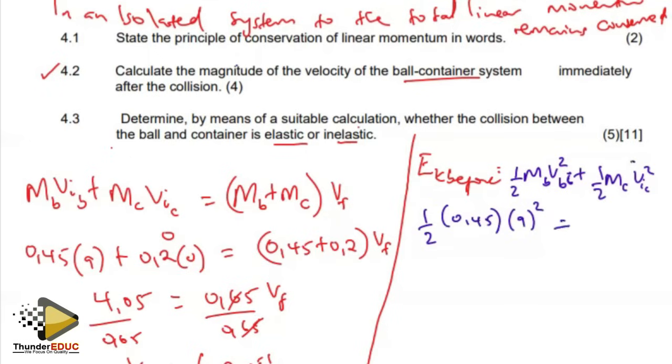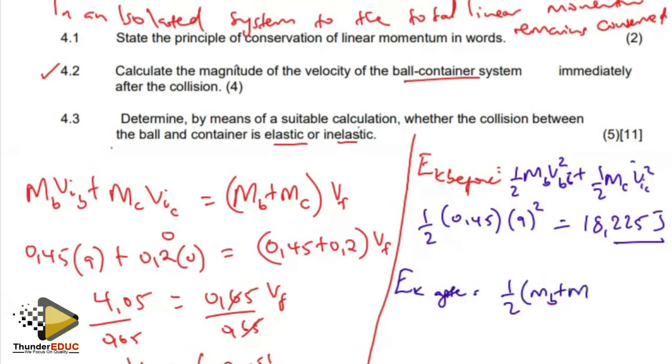So that's going to be 0.5 times 0.45 multiplied by 9 squared. That's giving me 18.225. So this energy is in joules. Then let's get the EK after, which will still be a half. This is now going to be the combined mass since the two are moving together, mass of the ball plus mass of the container, multiplied by the velocity that we got. So it's 6.23. We square that.